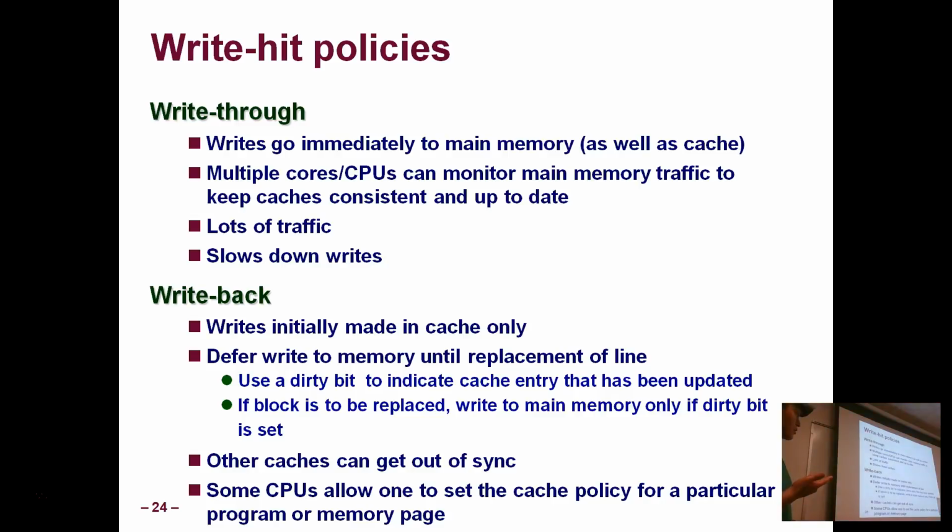But again, this doesn't come for free. Nothing comes for free. This is a lot of traffic into your memory subsystem, and it slows down writes because you have to wait for the whole thing to commit. The write back policy initially only updates the cache. And then it marks a bit. They call it the dirty bit. They mark that so that if the line needs to get replaced and the dirty bit is set, then you write the whole thing out into memory. So you only update the main memory if it's been modified, basically.